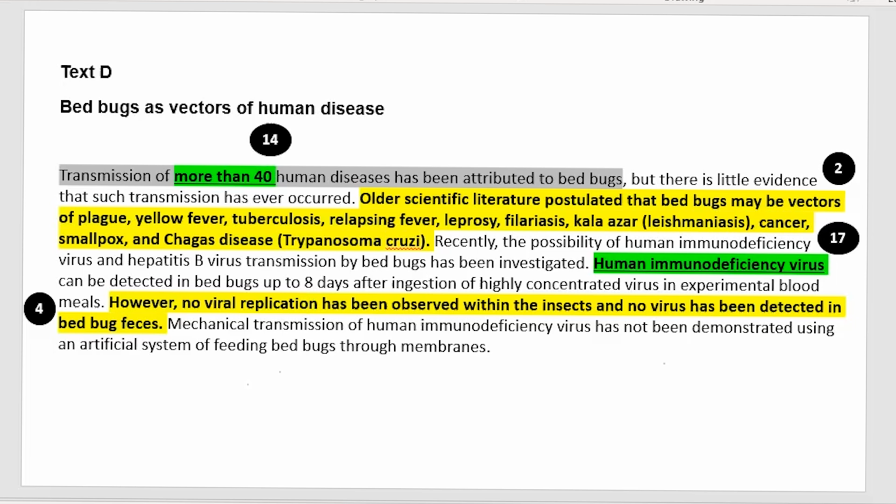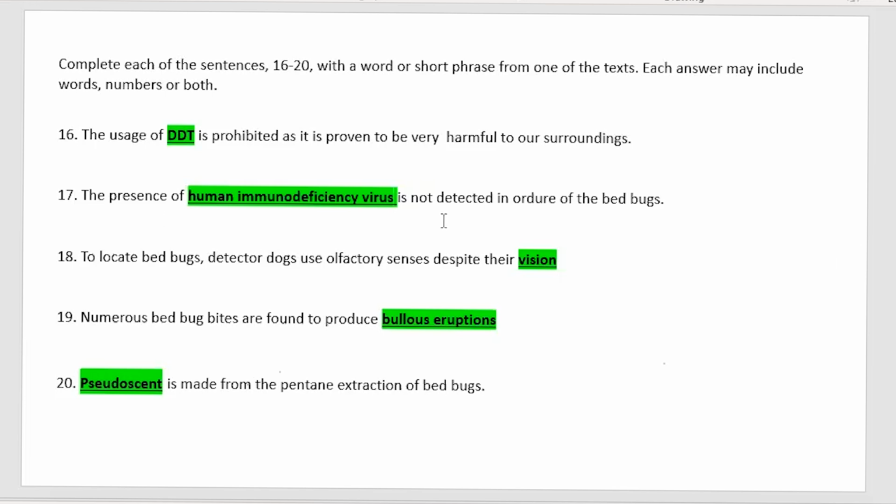Okay, so what is it talking about here? The presence of dash, the presence of virus, but you have to specify which virus. You have to specify it as human immunodeficiency virus. Some of them had mentioned the answer as virus. You have to mention clearly that it is the presence of human immunodeficiency virus. It is not detected in odor of the bedbugs. The correct answer is human immunodeficiency virus, and you can find it in text D.